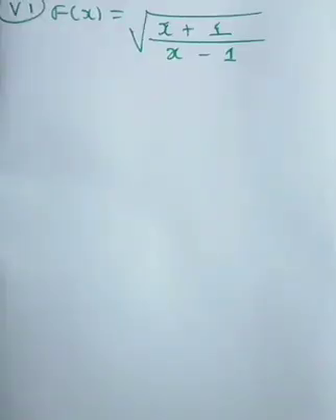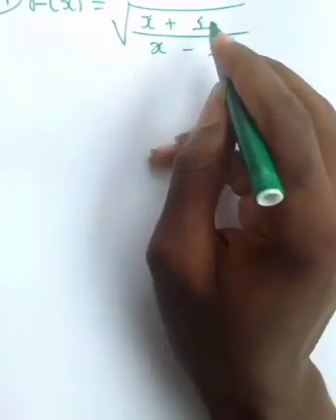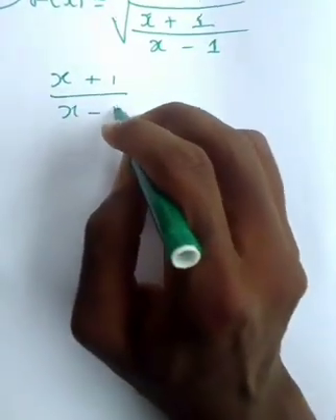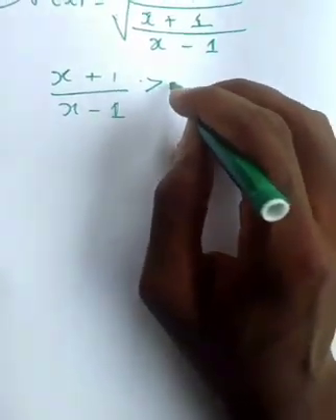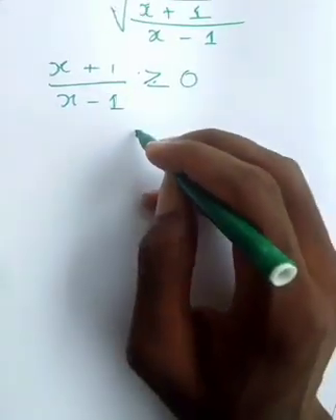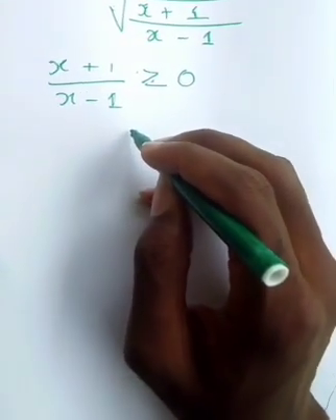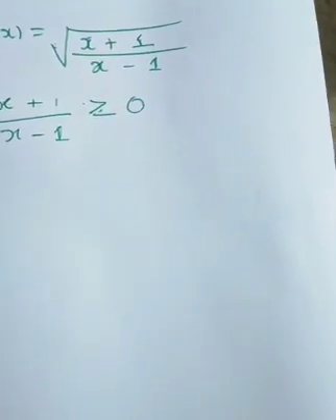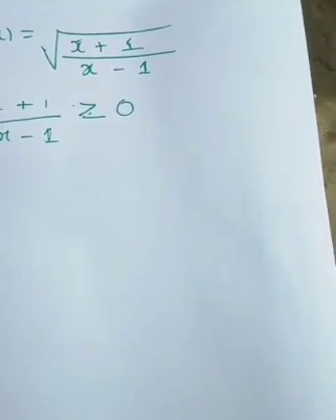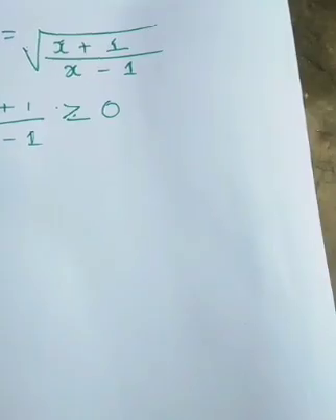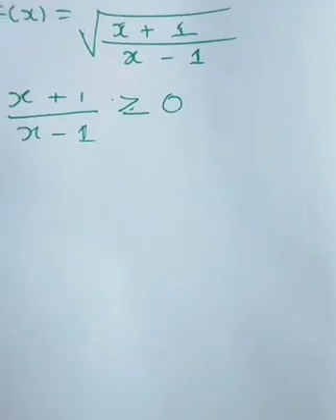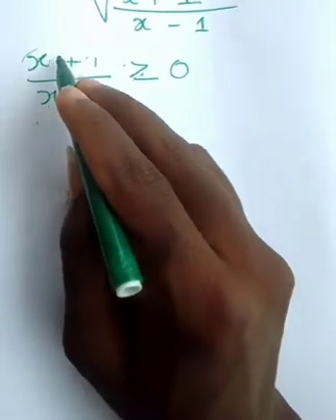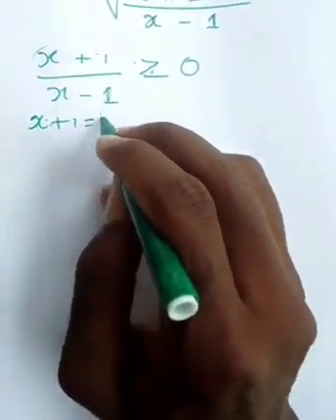Alright, so for this one, we're going to get what is under the square root, which is x plus 1 over x minus 1 greater than or equal to 0. Okay, and then how do you solve this type of inequality? So we're going to find the critical points, then we draw the sign table. So for the critical points, just equate this and this to 0. So the numerator, x plus 1 is equal to 0, it's going to be x is equal to negative 1.